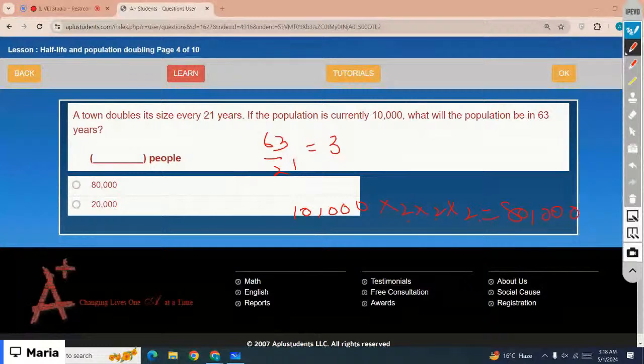The correct option is 80,000 because 63 divided by 21 is 3. That means from 0 until 63 years it will double 3 times. So you have to multiply by 2 three times, right? After 63 years the town is 80,000. The correct option is option number 1, 80,000.